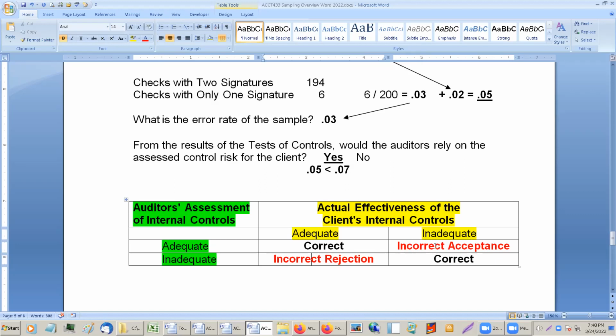Okay, so, again, if you're at the 95% level, 5% of the time, you're going to be sitting in one of those two spots. Which one of these is the most dangerous? The incorrect rejection or the incorrect acceptance? Incorrect acceptance. Yep. This is the one that's the problem.